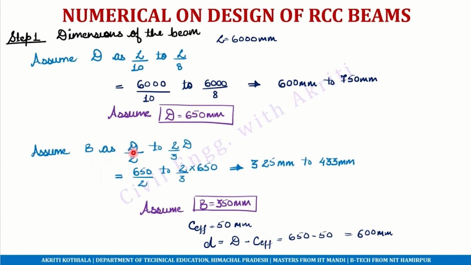Then assuming B as D by 2 to 2 by 3 D, which is 650 by 2 to 2 by 3 of 650, which is 325 millimeters to 433 millimeters, and thus we are assuming a value in between this calculated range, and we assume B is equal to 350 mm. Like in the previous slide, we had assumed the effective cover to be equal to 50 mm. So small d, the value of effective depth, can be calculated as overall depth minus the effective cover, which is equal to 650 minus 50, that is 600 mm.